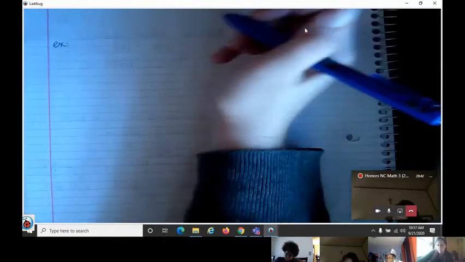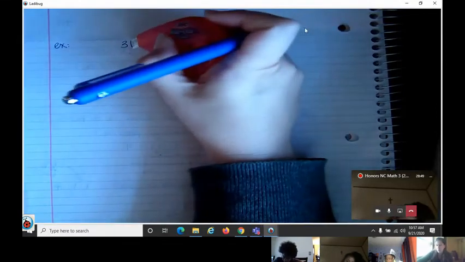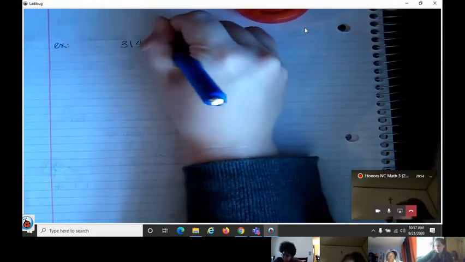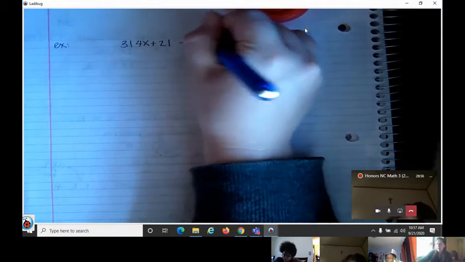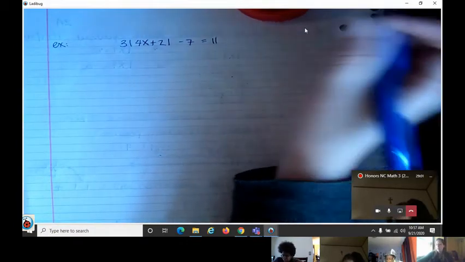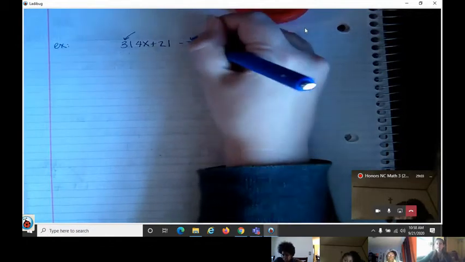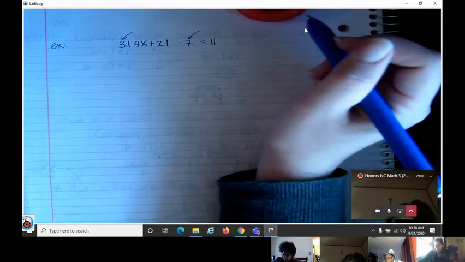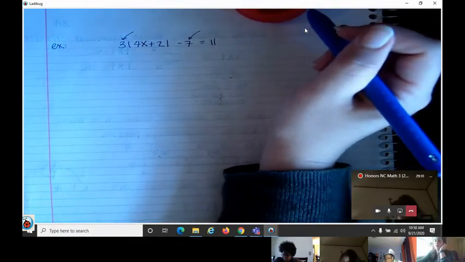In my first example, I'm going to add some extra stuff outside of the absolute value. So I'm going to have 3 times the absolute value of 4x plus 2, minus 7 equals 11. I've got a lot of stuff to get rid of outside of the absolute value first. I've got this 3 to get rid of, and this negative 7 to get rid of. Let's see. Tanaya, what am I going to do first?